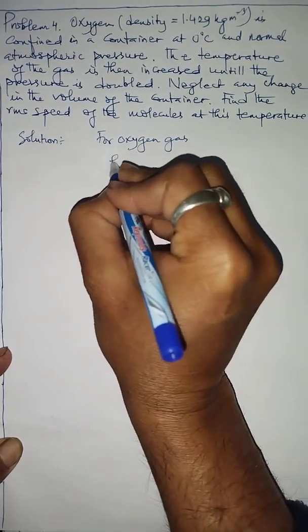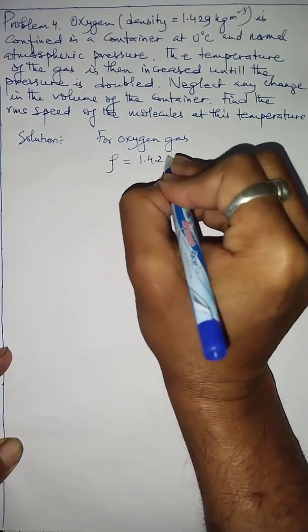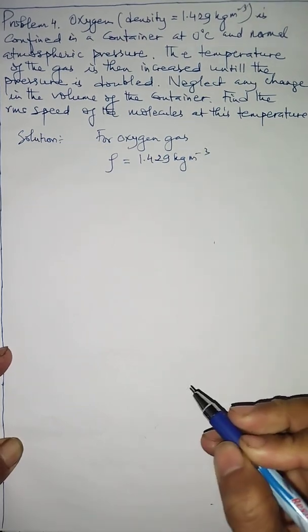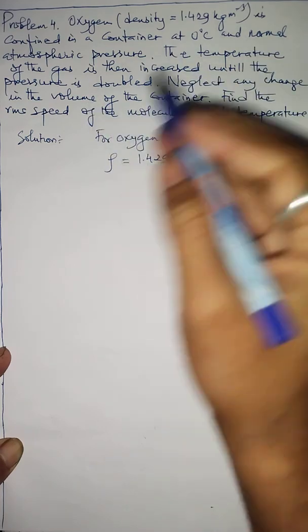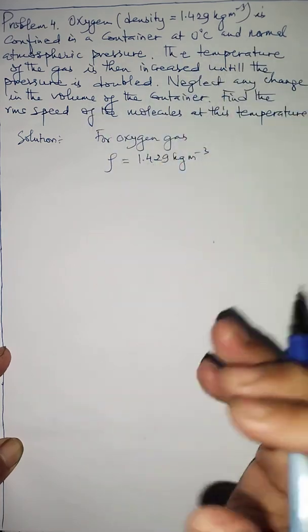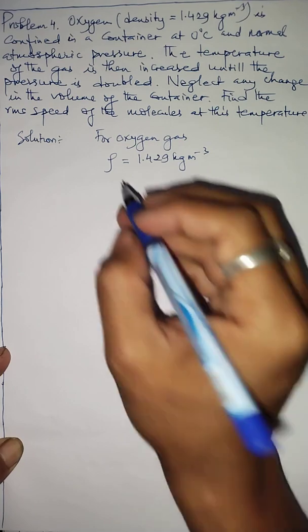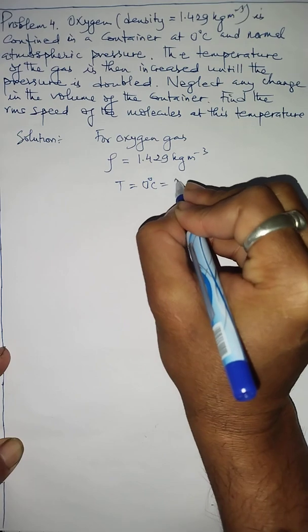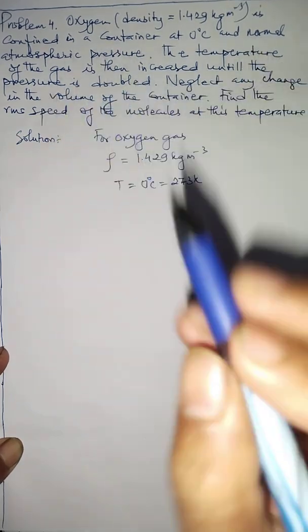You know density is marked by the letter rho. This is the density, 1.429 kg per meter cube, so this is the density of oxygen gas. Now this gas is what? Confined in a container. That means this gas is filled in a container at temperature 0 degrees Celsius. So what is the temperature? 0 degrees Celsius, and 0 degrees Celsius also equals 273 what? Kelvin.